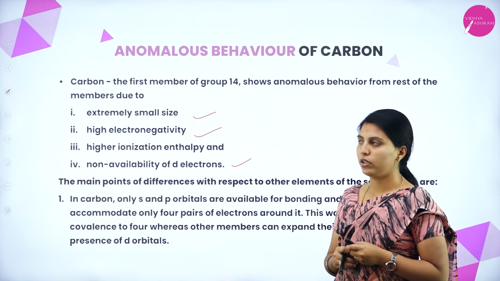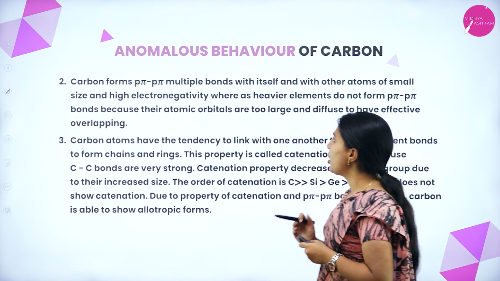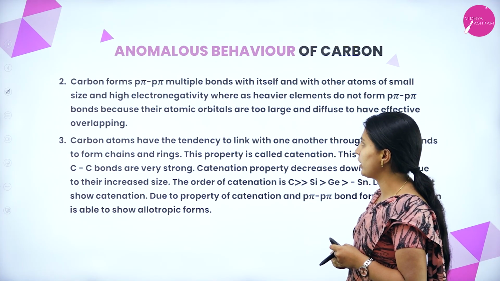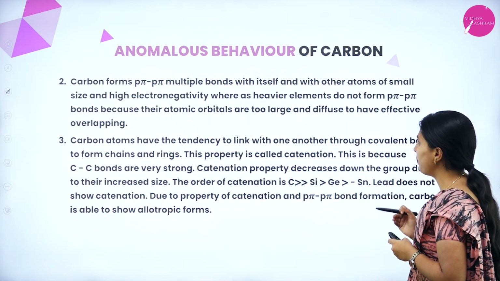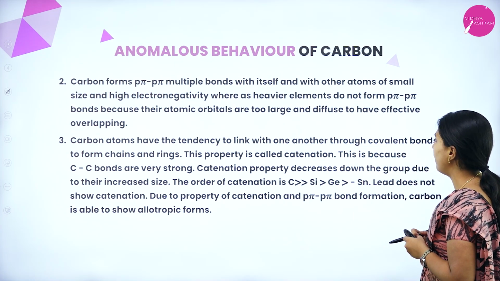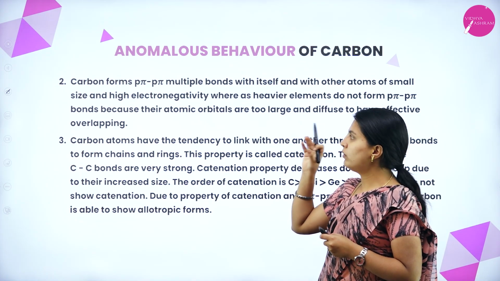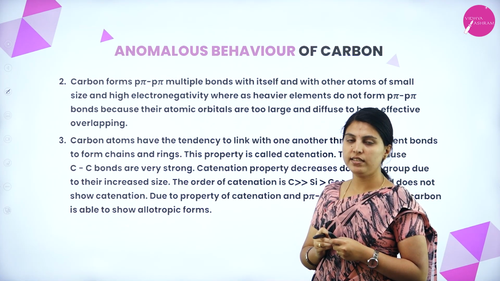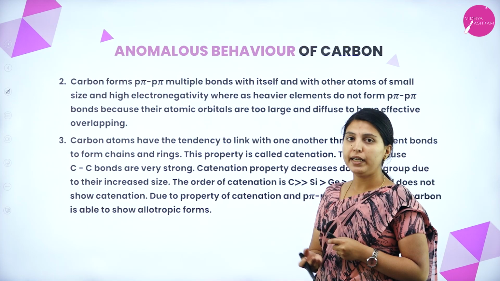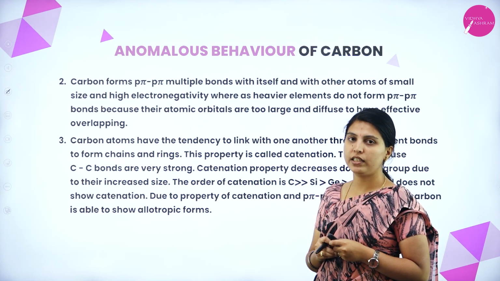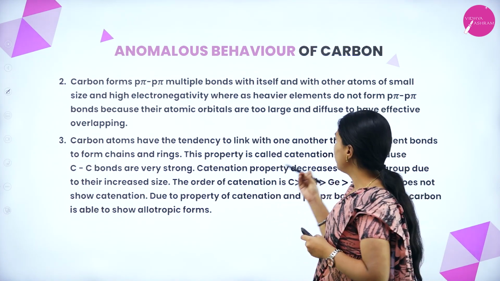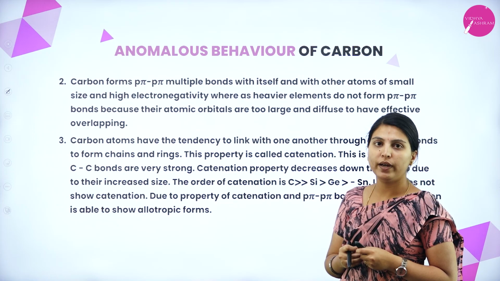Carbon forms p-pi multiple bonds with itself and with other atoms of small size and high electronegativity, whereas heavier elements do not form p-pi bonds because their atomic orbitals are too large and diffuse to have effective overlapping. Although carbon has small size, it forms p-pi multiple bonds to form large molecules, but heavier elements, with more covalency, will not form p-pi multiple bonding with others and will not extend effective overlapping.